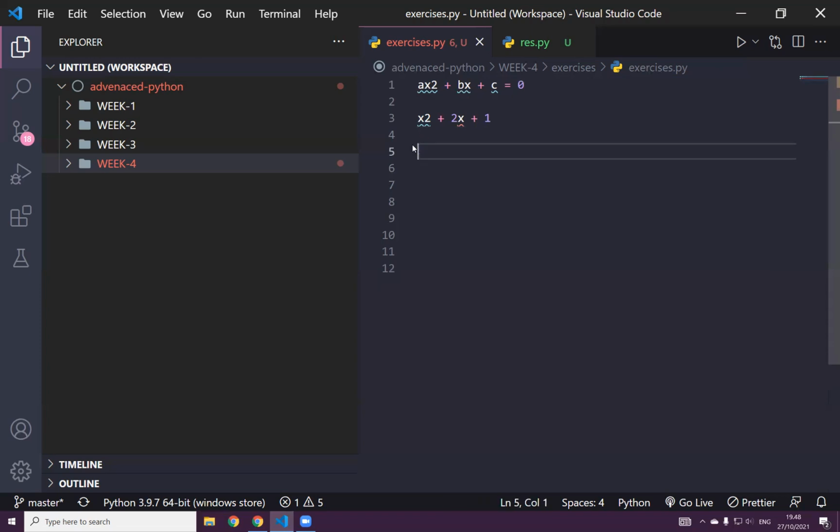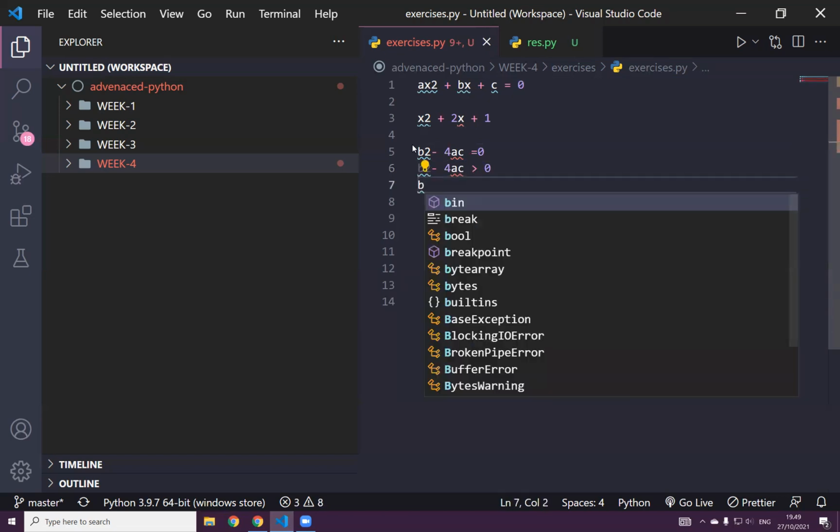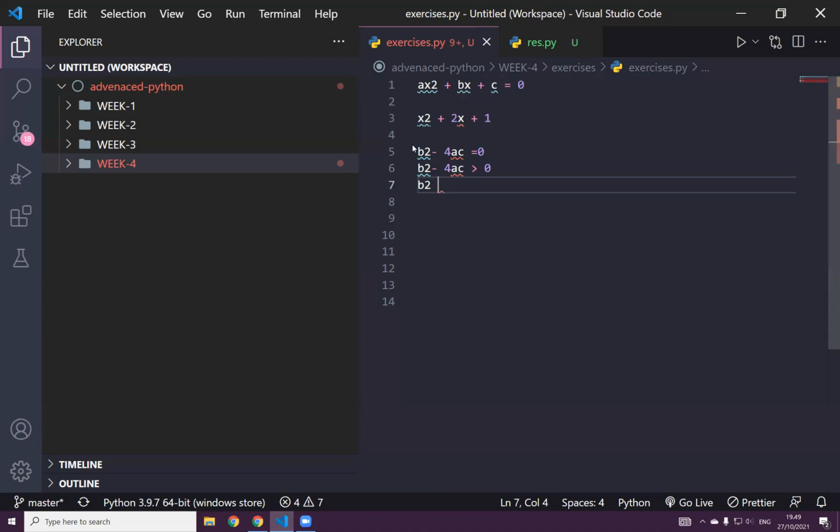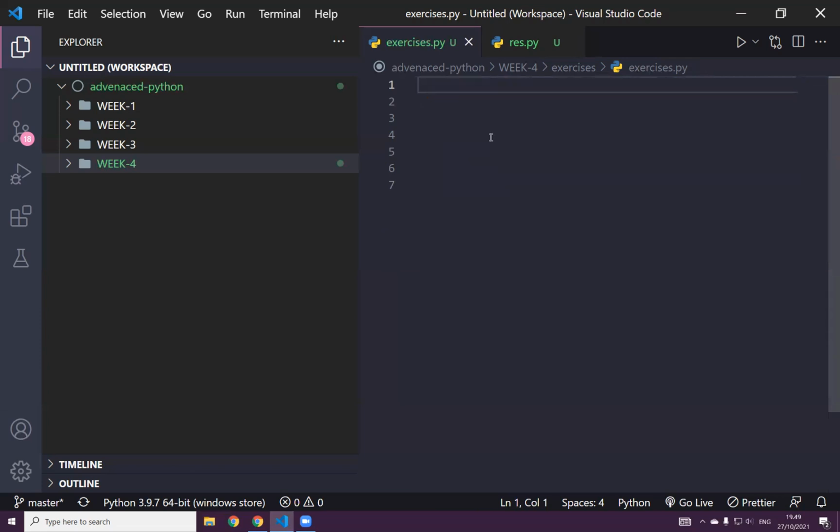If b squared minus 4ac is equal to 0, then it will have one solution. If b squared minus 4ac is greater than 0, it will have two solutions. If b squared minus 4ac is less than 0, there is no solution at all. So you don't have to know manually how to calculate.